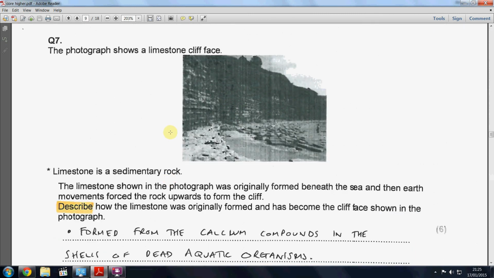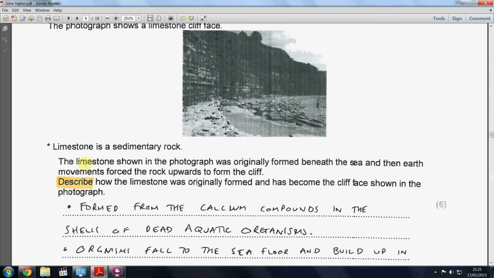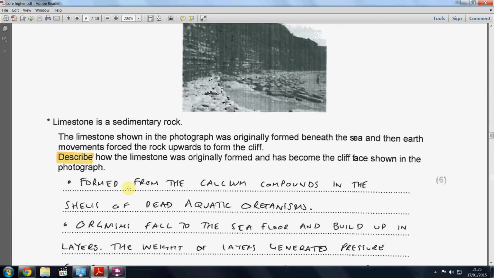The photograph shows a limestone cliff face. Limestone, clearly everybody's favourite topic. It tells you that limestone is a sedimentary rock, and it says the limestone shown in the photograph was originally formed beneath the sea, and then earth movements forced the rock upwards to form the cliff. So it's told us this bit about the rock being forced upwards already. Describe how the limestone was originally formed and has become the cliff face shown in the photograph.